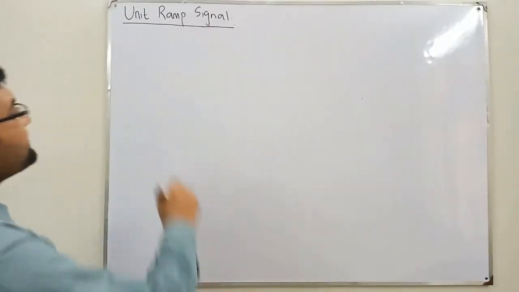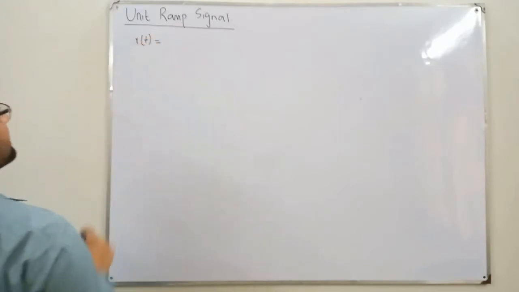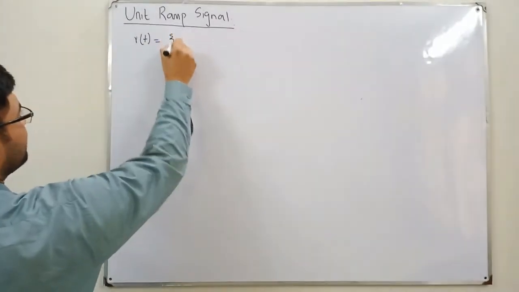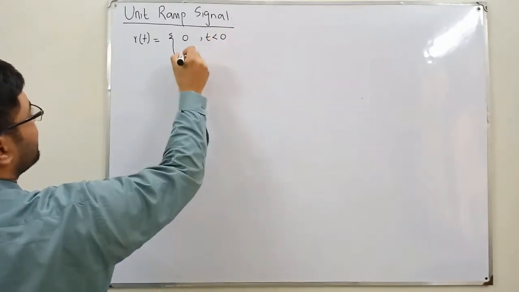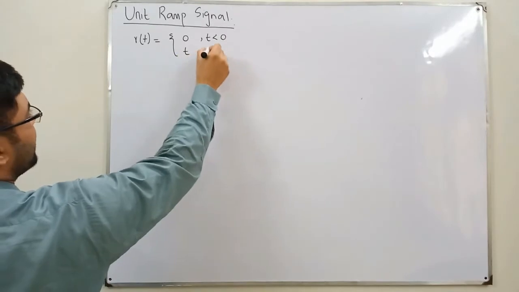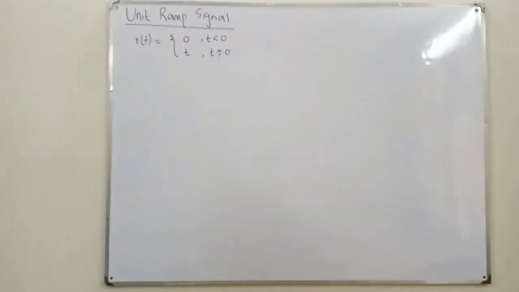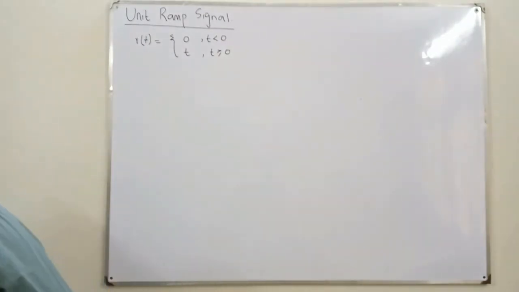Now, this ramp signal is represented by r of t, and the value of this function is equal to 0 when the time is less than 0, and it's equal to the value of time when time is greater than or equal to 0. Simple as it is.